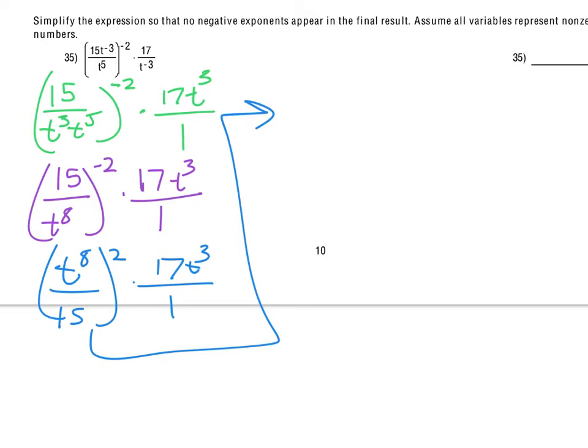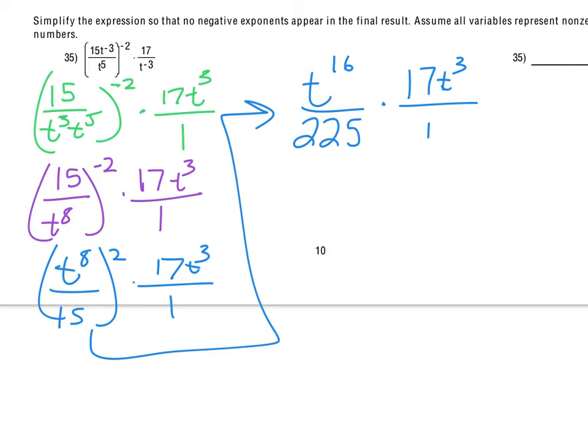And what's going to happen there is, of course, when it's a power of a power, you multiply the exponents together. So we get a t to the 16th from the 8 times 2, and then 15 squared is 225. I'm going to multiply that by 17t cubed over 1. So you can see now why I want to keep that fraction, just to make it clear that the 17t cubed is in the numerator and there's really nothing of consequence in the denominator there.